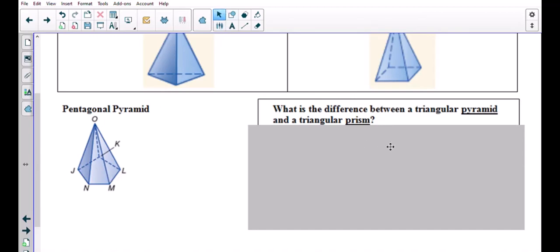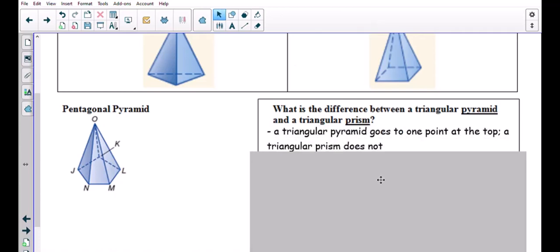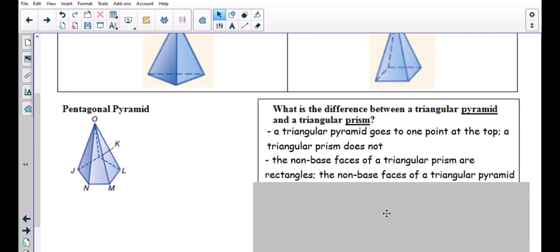All right, I hope you've taken a chance to think of some differences. Let me go with my first difference that I have. A triangular pyramid goes to one point at the top. A triangular prism does not. So remember that triangular prism kind of looks like a tent, which has like a triangle in the front and the back, and then it sort of stretches in between there. So you go to a single point for a pyramid, not for the prism.